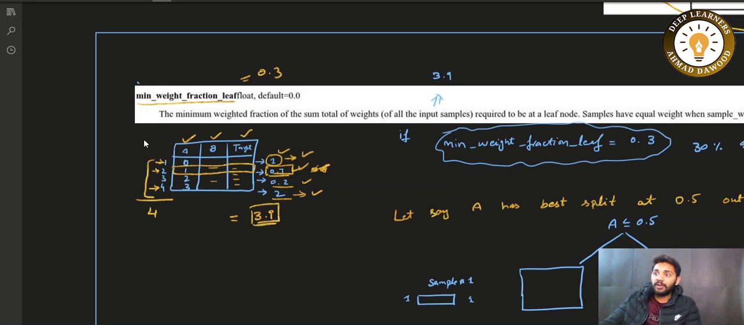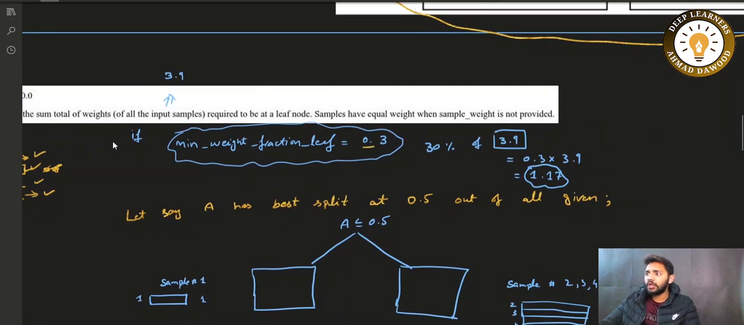So what is meant by min_weight_fraction_leaf equal to 0.3? It means that if you want to do splitting, there should be 30% of the total weight 3.9 at each leaf. You multiply 0.3 with your total weight 3.9, and it gives a weighted fraction of 1.17. So there should be a weighted fraction of at least 1.17 at each leaf node if you want to do splitting.